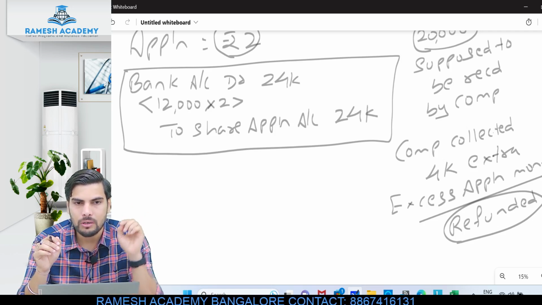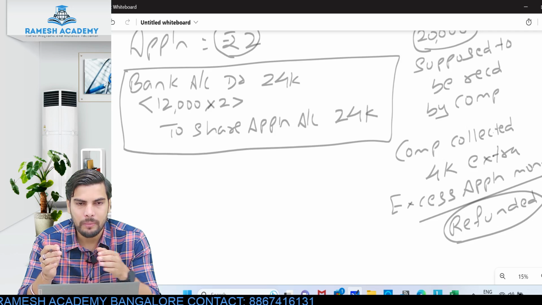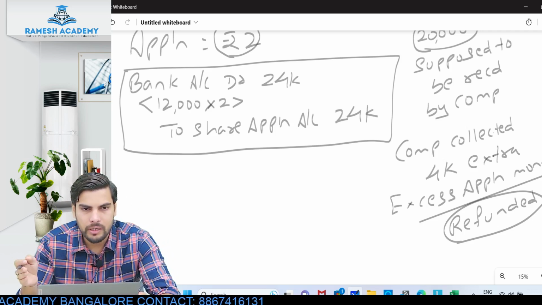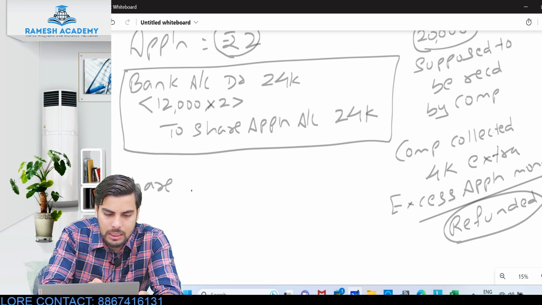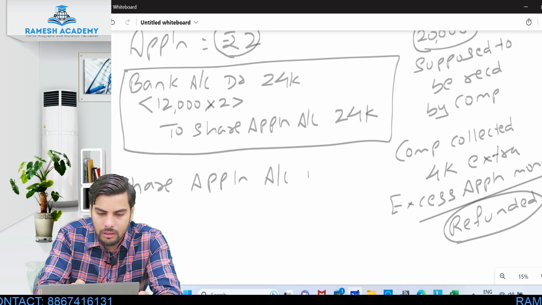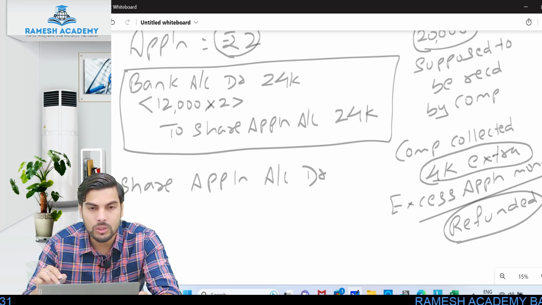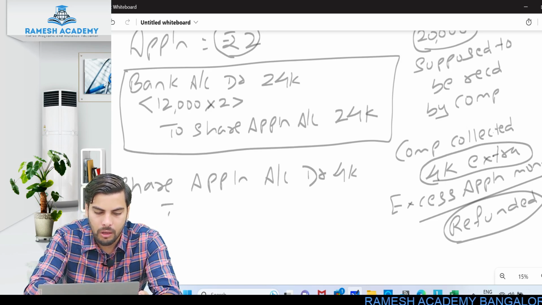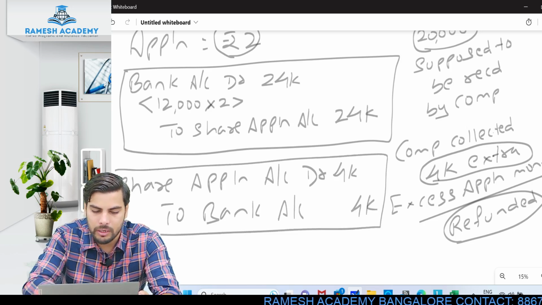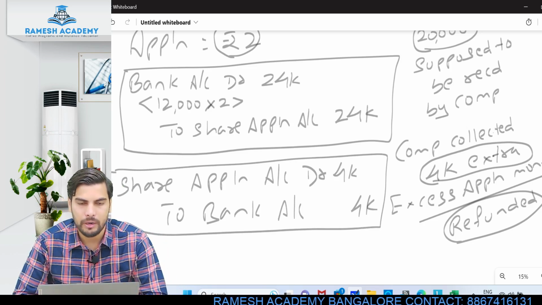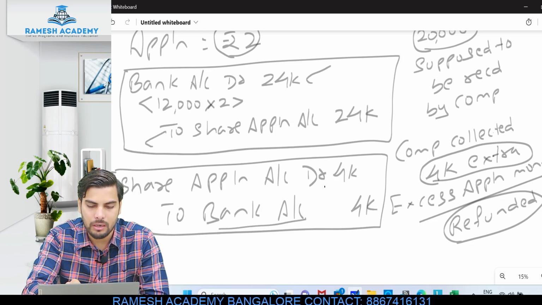So what will be the reversal of this entry? Debit the credit and credit the debit. Whatever account was debited, just credit it now, and whatever account was credited, just debit it. So the entry would be: share application account debit. Am I refunding the entire 24,000? No. I'm refunding only the excess application money which was collected, only 4,000, to bank account. Very simple entry, guys. Bank account was debited earlier, here it is credited. Share application account which was credited earlier, I'm debiting over here.